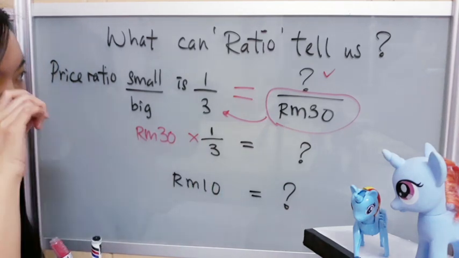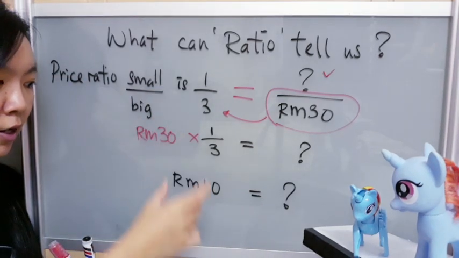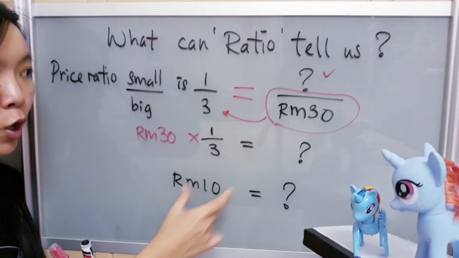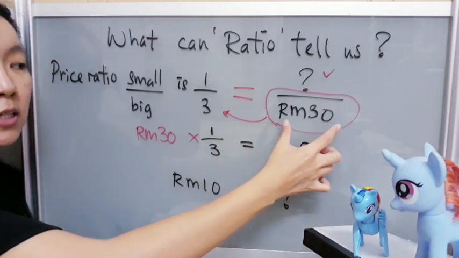Which makes sense, because the price of a small pony is 3 times lesser than the big one. The price of the small pony is 10 ringgit and the big one costs about 30 ringgit. So this is 3 times lesser than the 30 ringgit here.